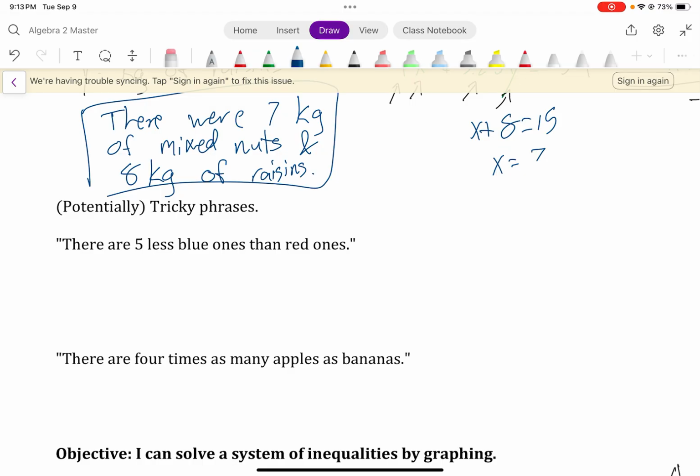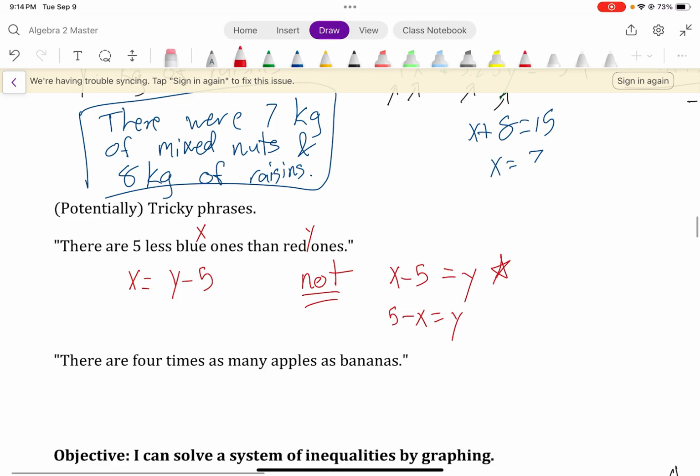I think everybody can understand that there are more red ones than blue ones. If I call blue ones x and red ones y, y should be my bigger number. That tells me x is equal to y minus 5. Because there are 5 less blue ones than red ones, not x minus 5 equals y. It's not 5 minus x equals y. This first one right here would say that there are 5 less red ones than blue ones.